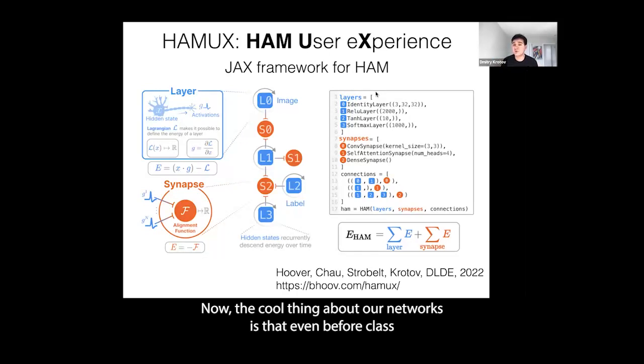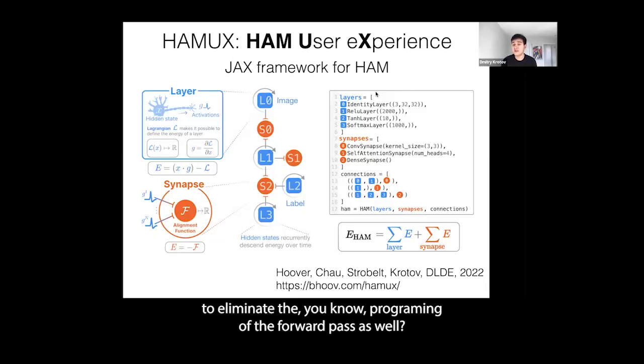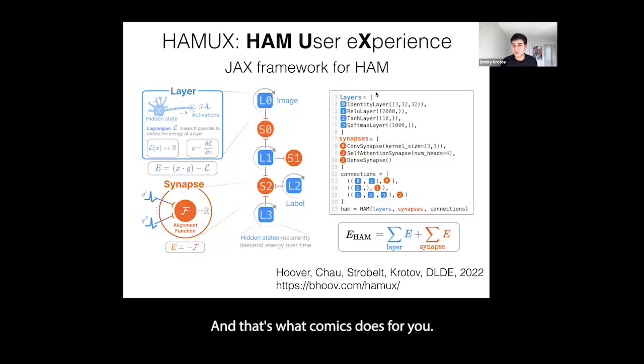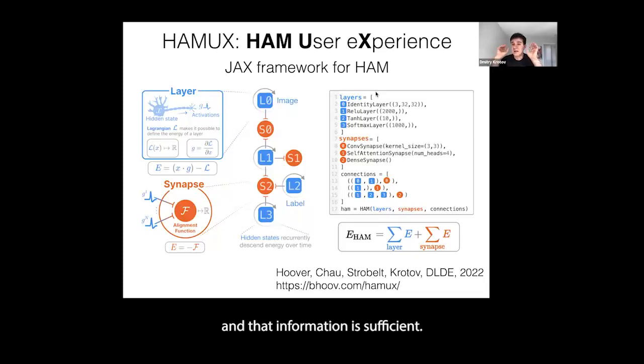Now, the cool thing about our networks is that even the forward pass is actually a gradient of the energy function. So wouldn't it be cool to also use the utility of autograd to eliminate the programming of the forward pass as well? And that's what HAMux does for you. You don't have to write even the forward pass for the network. You just need to tell it which layers you have and how these layers are connected. That information is sufficient. Then you just press a button and autograd automatically computes the forward pass for you. And if you want to train this network, it will compute the backward pass in backprop as well. So that's a convenient tool.